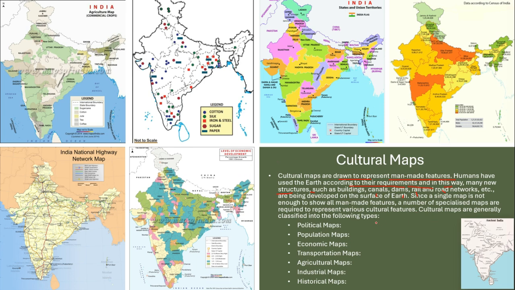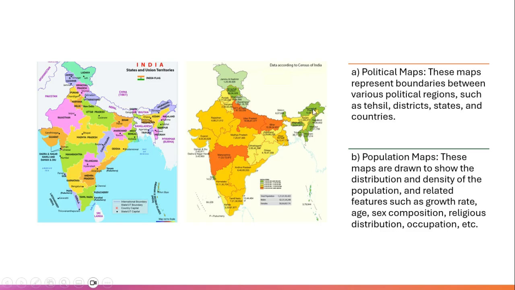So cultural maps are classified into few types like political maps, population maps, economic maps, transportation maps, agricultural maps, industrial maps, historical maps. So what is political map? These maps represent the boundaries between various political regions such as tehsil, district, states and countries. Like here on the left side, you can see the boundaries between different states. This is a political map of India.